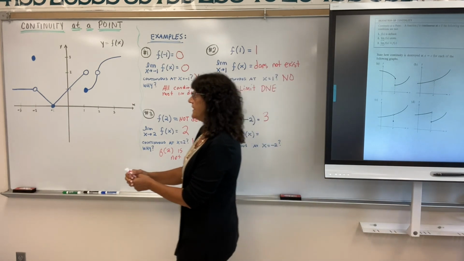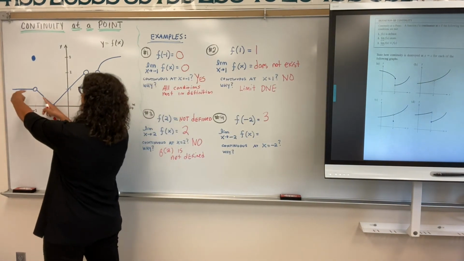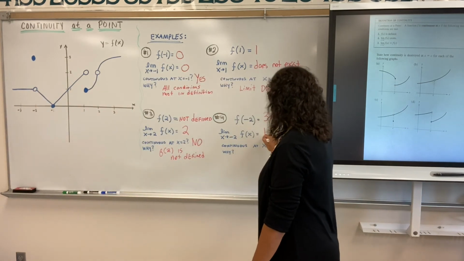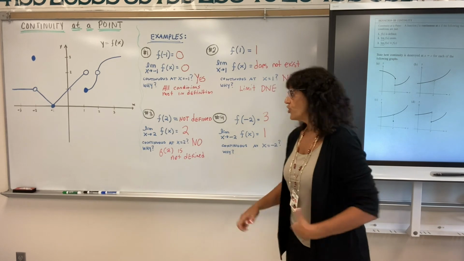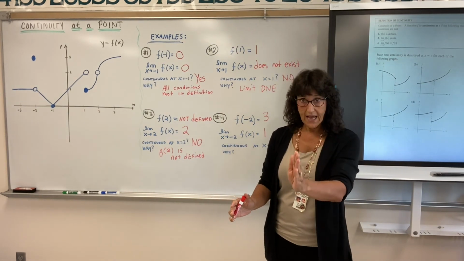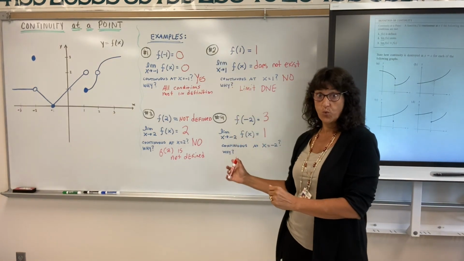Now, negative 2, as you approach from the left and the right, where does it appear that the y's are going? It appears the y's are going to 1, all right? So when x equals negative 2, y is 3. That's what's happening at negative 2. But as you approach negative 2 from the left and the right, the y's are going to 1.